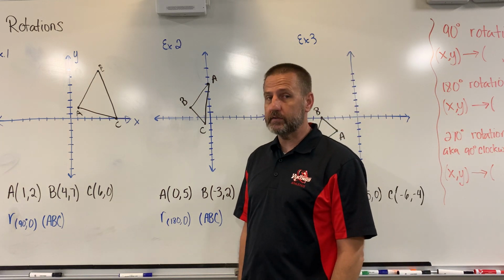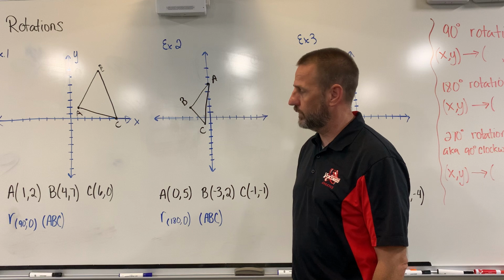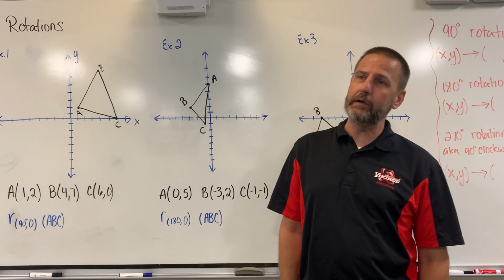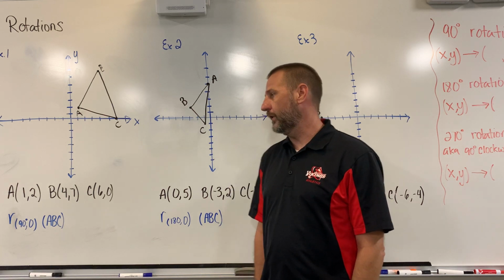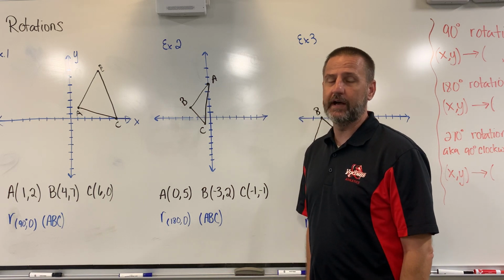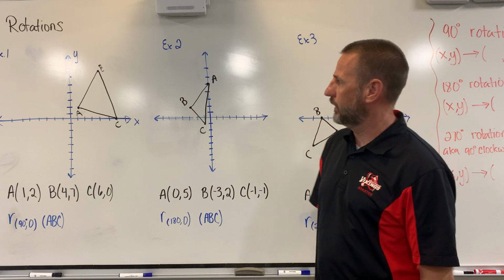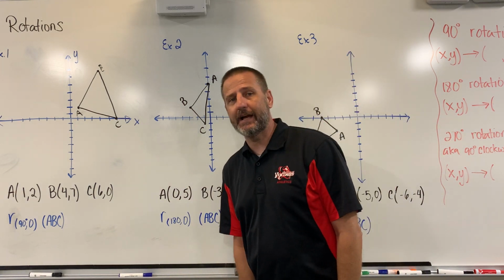Well, today we're going to look at something called a rotation. What we're going to do here is take a pre-image and rotate it around the origin. I'm going to focus primarily on rotations around the origin, and only on 3 particular rotations in 90-degree increments. So we're going to look at our first one over here, which I've drawn up as our pre-image, A, B, and C, and we're going to rotate this 90 degrees.